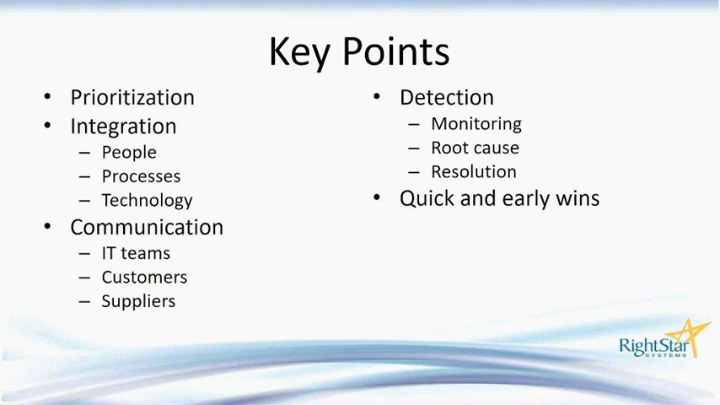Some final key points. Prioritization is important. So I mentioned getting together what the pain points are and which user stories or requirements are causing the organization the most pain. We want to see an integration between or among people, processes, and technology.